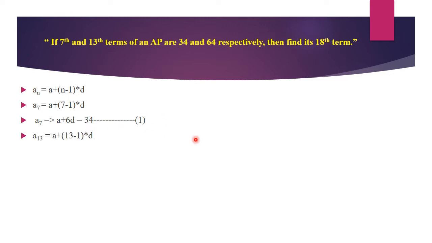Similarly, the 13th term can be written as a13 is equal to a plus (13 minus 1) into d, or also I can write it as a plus 12d is equal to 64. This I will represent as equation number 2. Now we have two equations and we have two unknowns here, that is a and d.